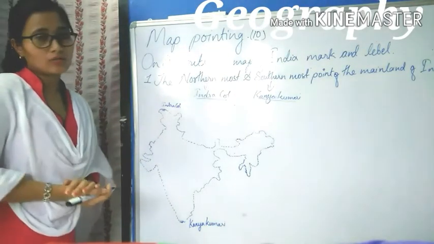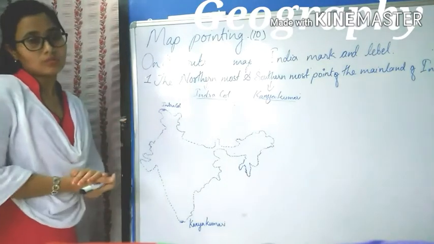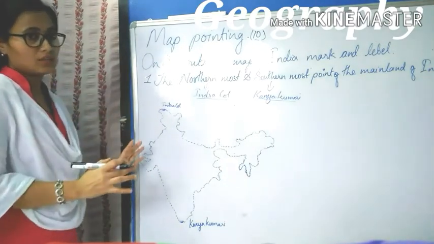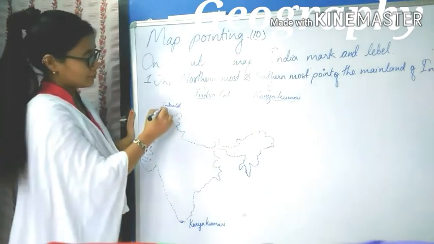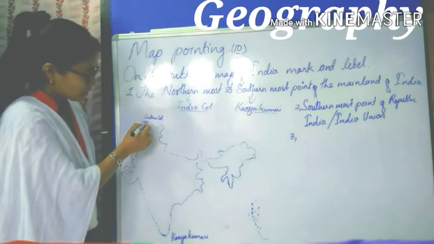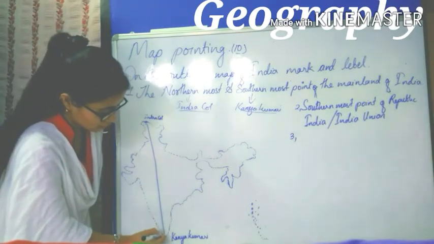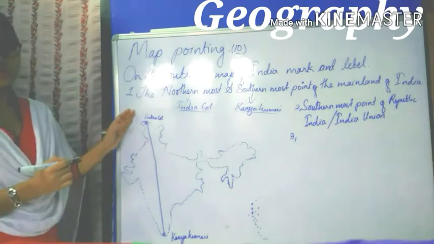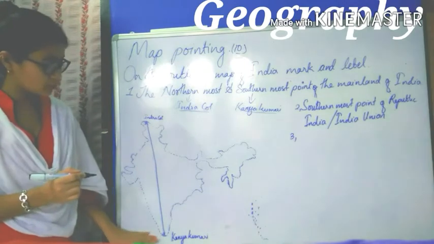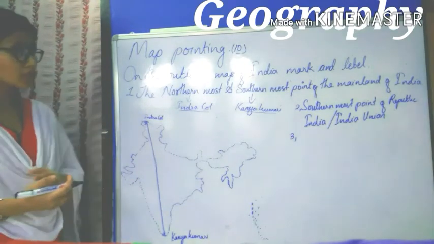Students, if you want to get good marks, your map plotting must be neat and clean. Avoid writing inside the map. So this marks the northernmost and the southernmost point of India. The northernmost point is Indrakol, and the southernmost point is Kanyakumari. Now let us move on to the second question.